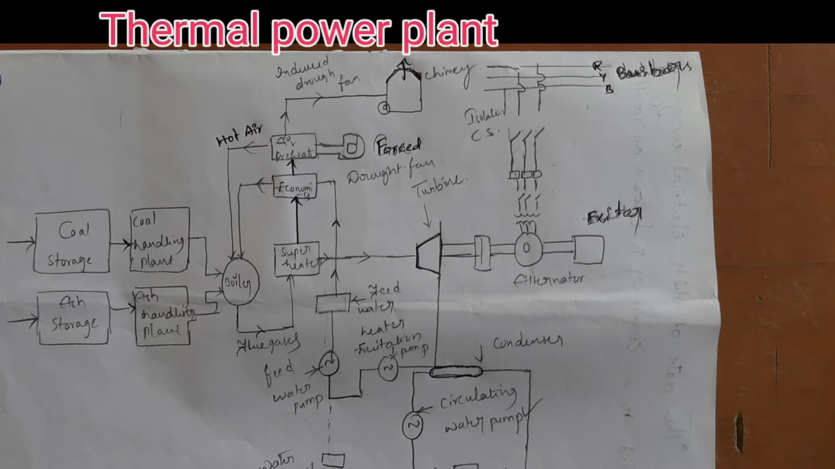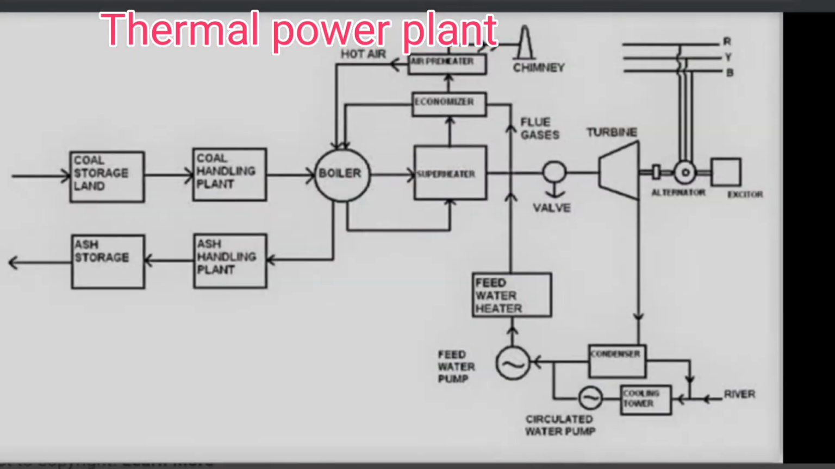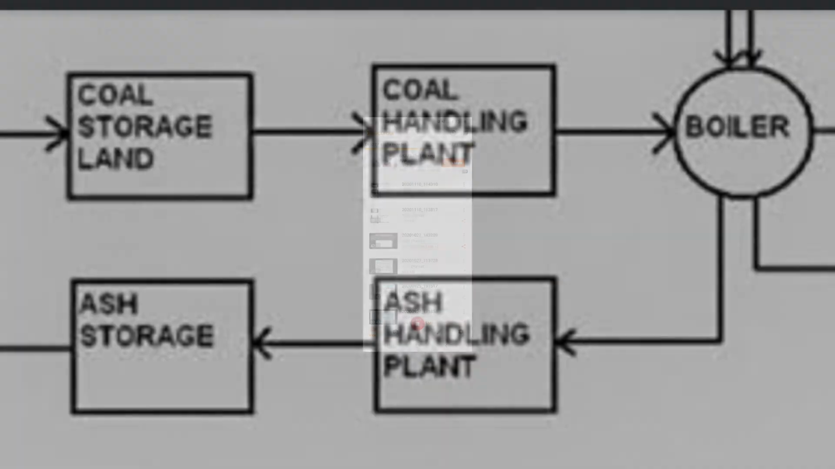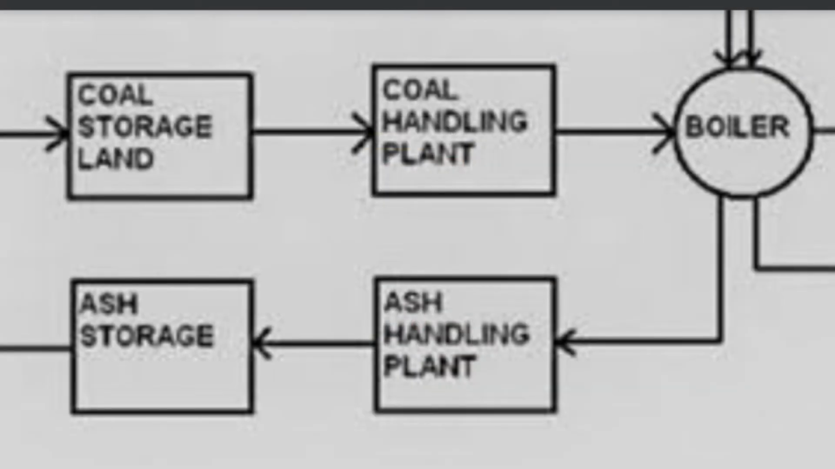The schematic arrangement of modern steam power station is as shown in figure. The whole arrangement can be divided into the following stages for the sake of simplicity. First we will see coal and ash handling plant. Second one, steam generating plant. Third one, steam turbine. Fourth one, alternator. Fifth one, feed water. Sixth one, cooling arrangement. First we will see one by one. First one, coal and ash handling plant. You can see the diagram.